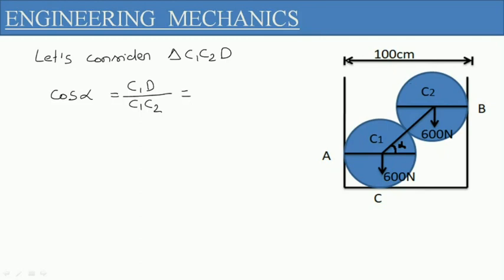Here we have the distance between two vertical walls, that is 100 centimeter, and we have the diameter of each sphere. So this particular distance would be the radius of the sphere, 30 centimeter, and this is also 30 centimeter. So if we want to define the cos alpha, cos alpha will be C1D divided by C1C2. So C1D would be 100 minus 30 minus 30.